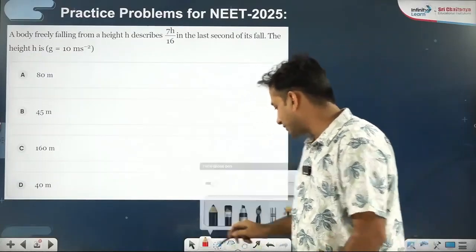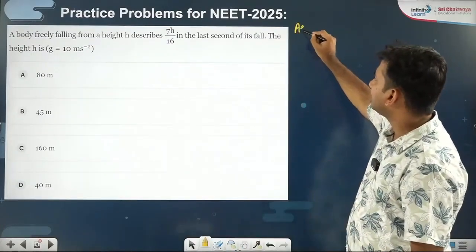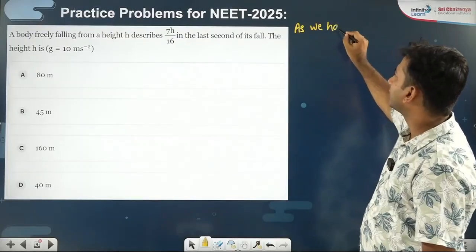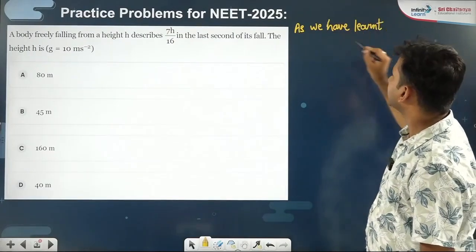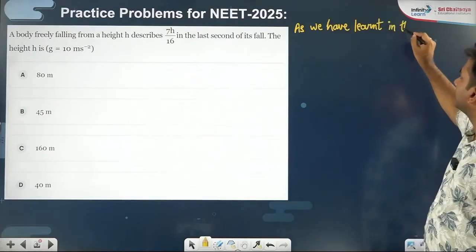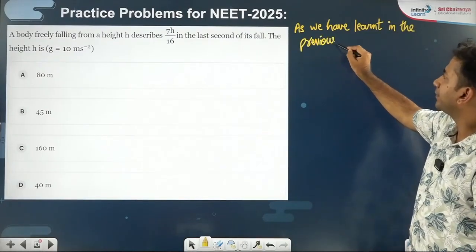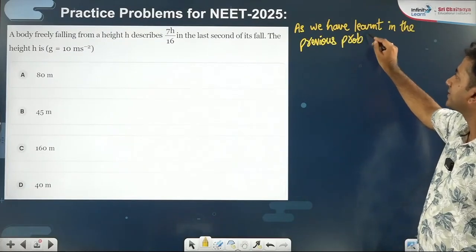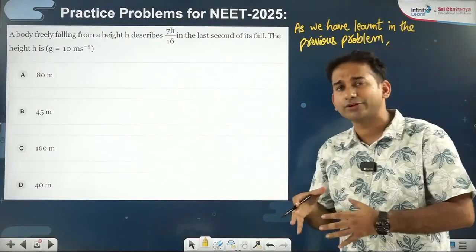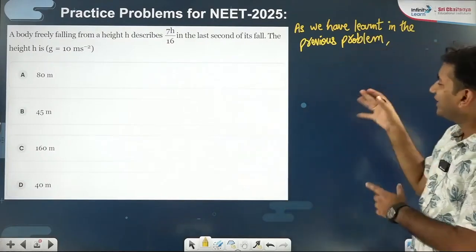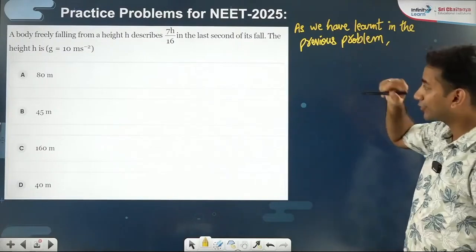The height h is found as per the previous problem, as we have learnt. We could do it with equations, but that is going to be a long solution. By data analysis, you can just fill in the data and answer it mentally. See what I am going to say.